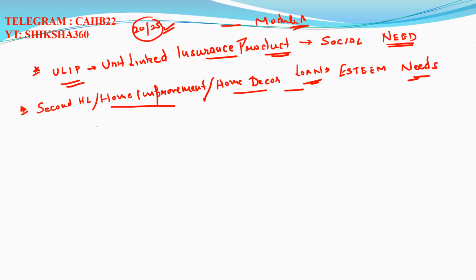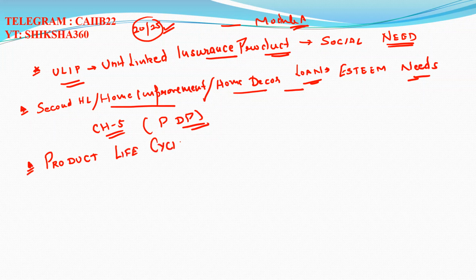Next is chapter number 5, product development process. It is a very, very important topic from the examination point of view, with 2 to 3 questions from it. The first question you can expect is from the topic product life cycle.